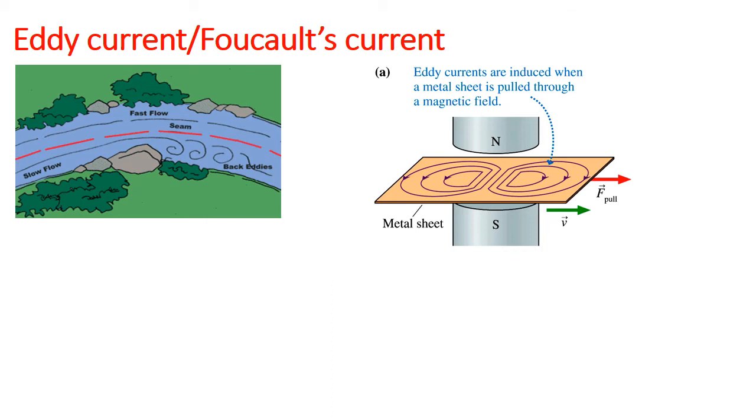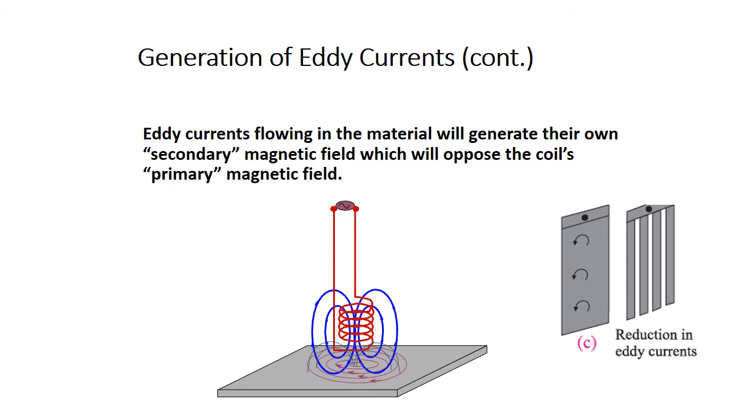then there will be a relative motion between the metal sheet and the magnetic field. That will give rise to induced currents in the metal sheet. This induced current will form circular loops, or they will flow in a circular pattern, and this circular pattern will resemble the eddies in water. And so they are called eddy currents, also known as Foucault currents. The eddy currents flowing in the material will generate their own secondary magnetic field, which will oppose the coil's primary magnetic field.